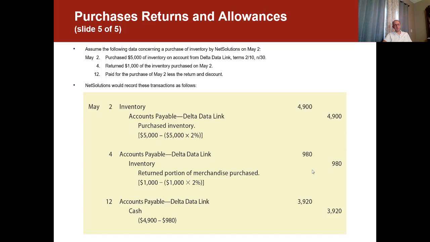On May 12th, which is the last day in the first 10 days, we paid the purchase of May 2nd less the return and discount. So we're going to pay the $4,900 minus the $980, and that's $3,920. So we debit the accounts payable because we're reducing the liability, and then we credit cash because we're actually paying cash, and cash when it's paid, it's recorded on the credit side for the $4,900 minus the $980.